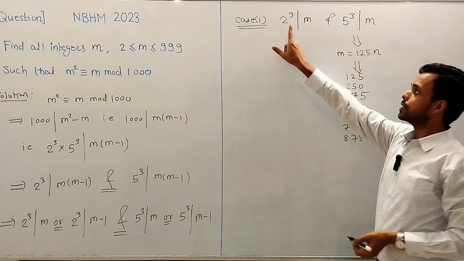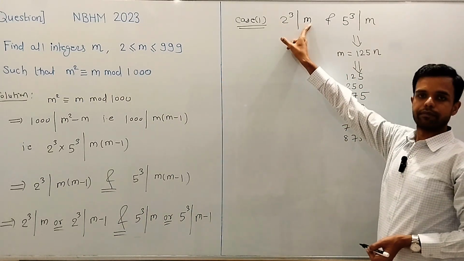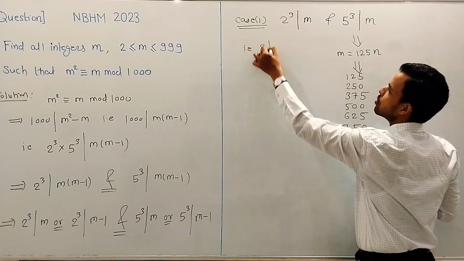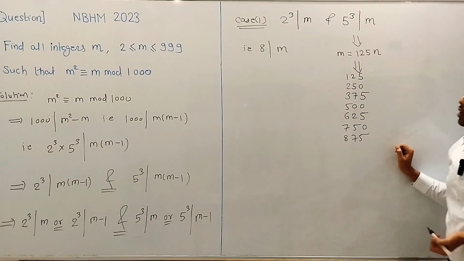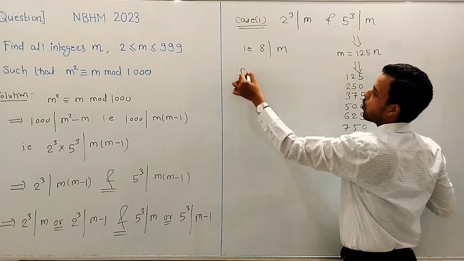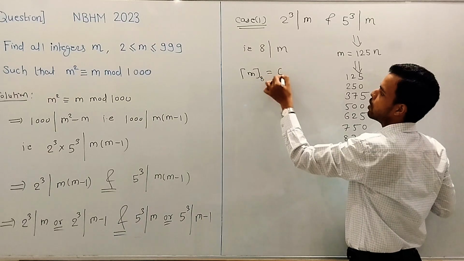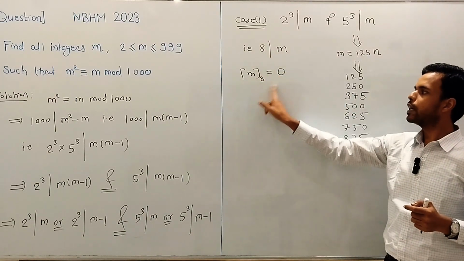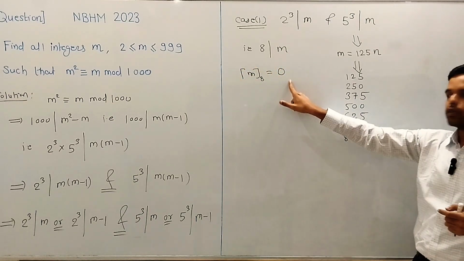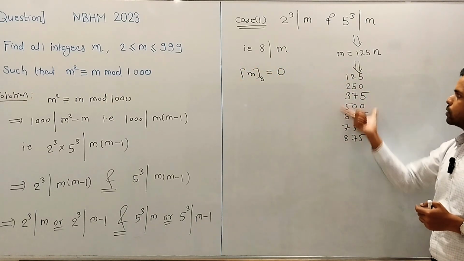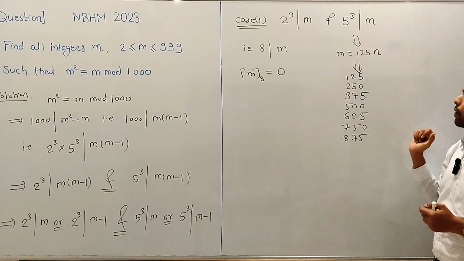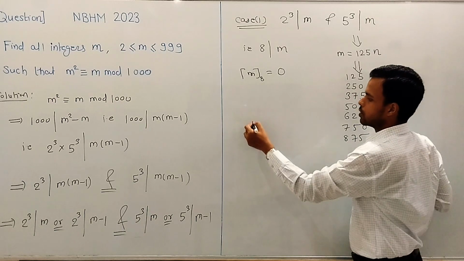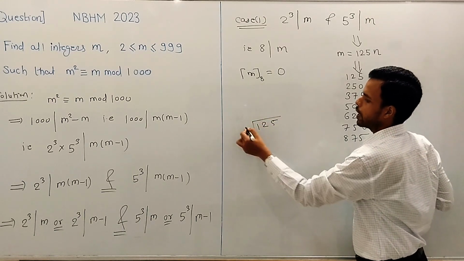But m also satisfies this condition, that 8 divides m. That is, when you consider m modulo 8, the remainder must be 0. 8 divides m means when you consider m modulo 8, the remainder must equal 0. Now consider the modulo 8 of these numbers. You can verify that 125 modulo 8 is not equal to 0. To see it, just divide 125 by 8.